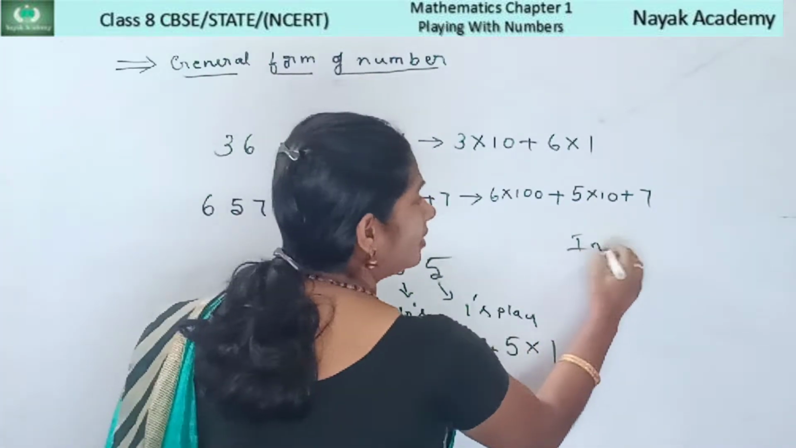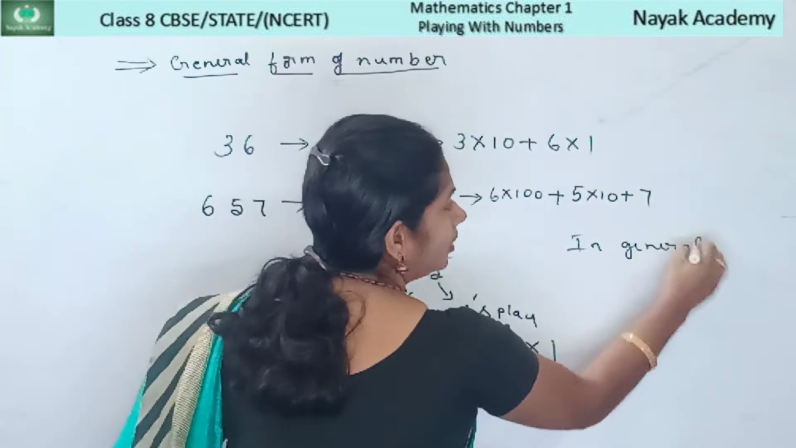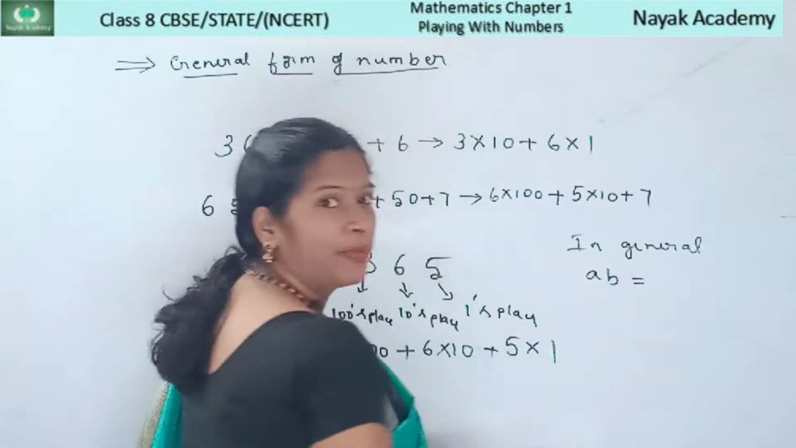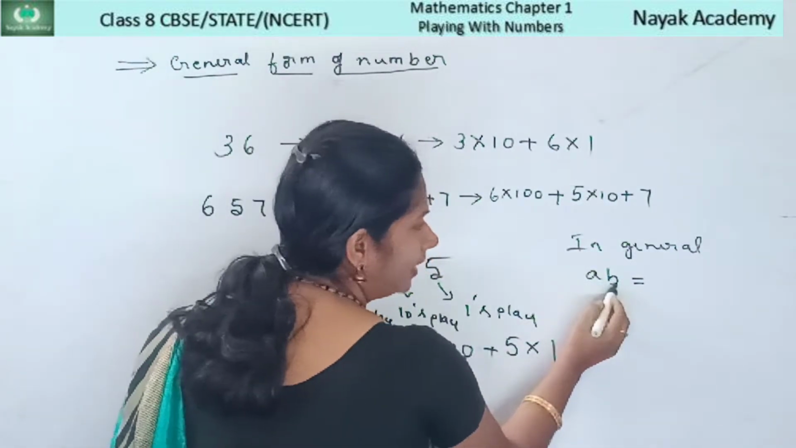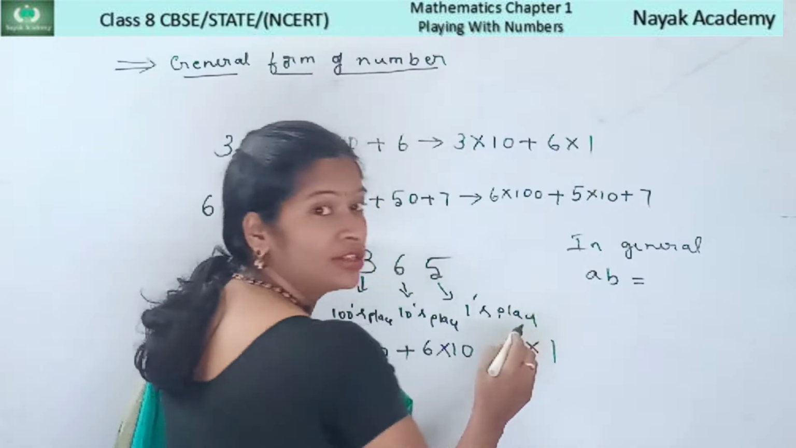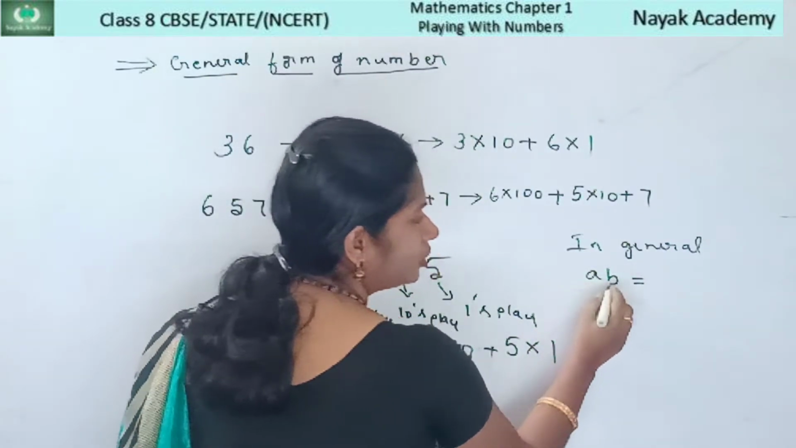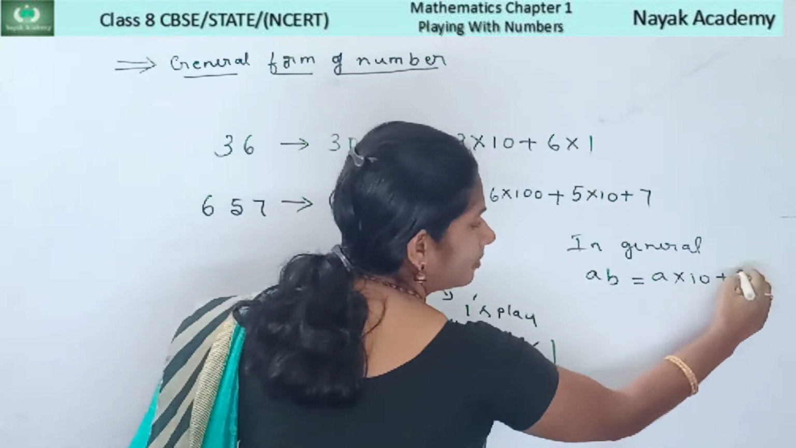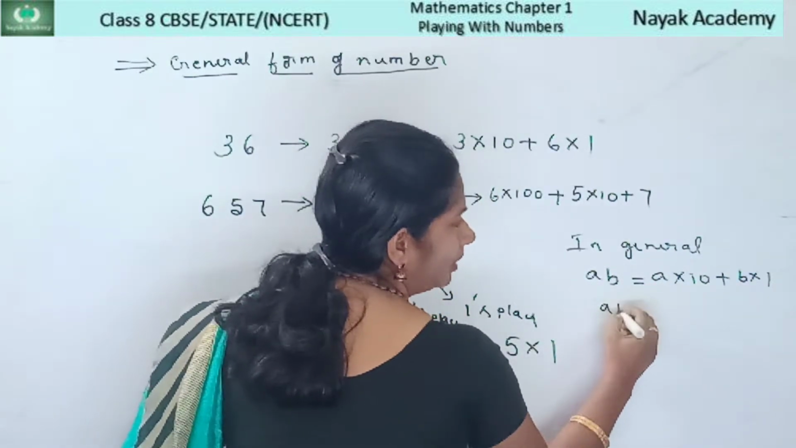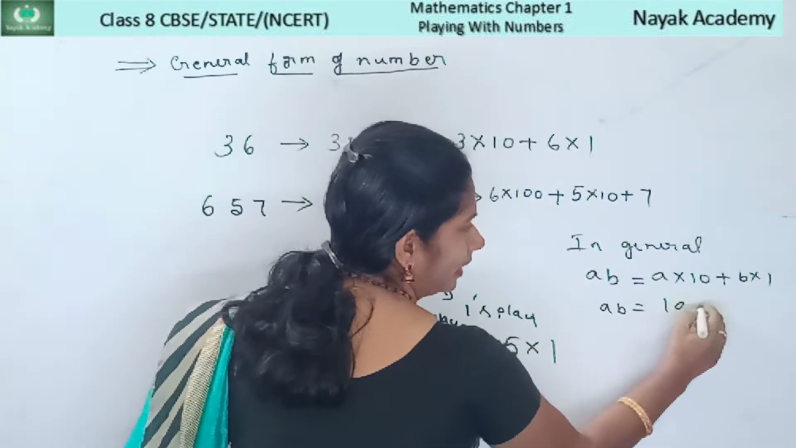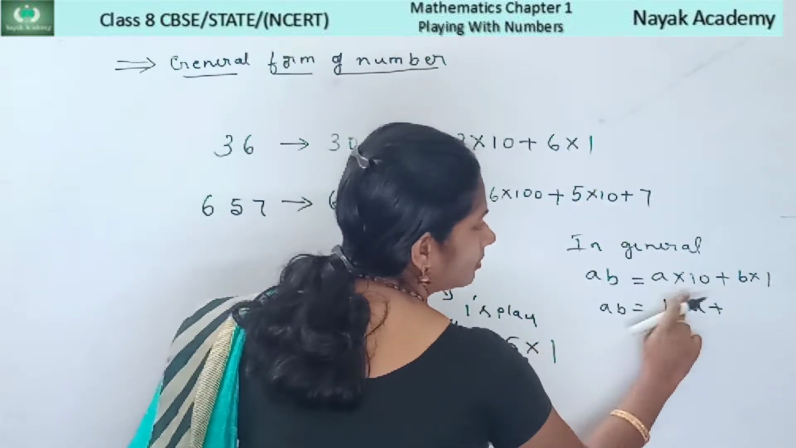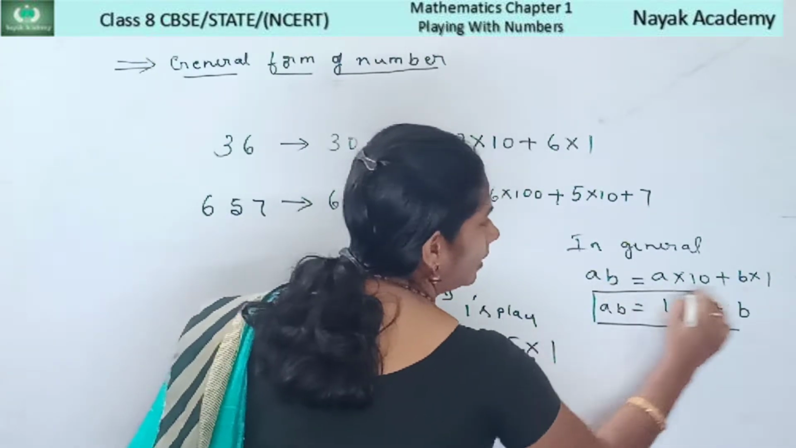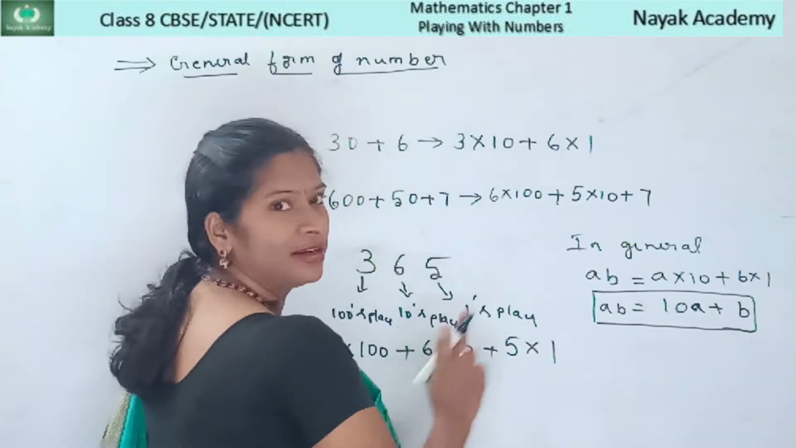In general, if we take a 2-digit number as AB, then its expanded form is, so B is at 1's place and A is at 10's place. The expanded form of AB is A into 10 plus B into 1. So AB equals 10 into A, 10A, plus B into 1, it is B. This is the expanded form of any 2-digit number.